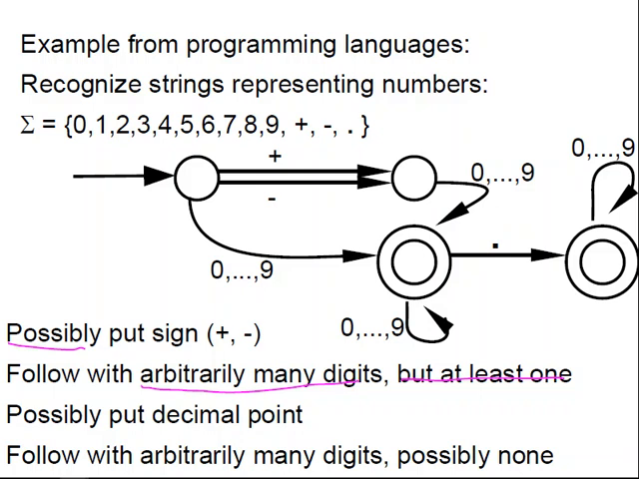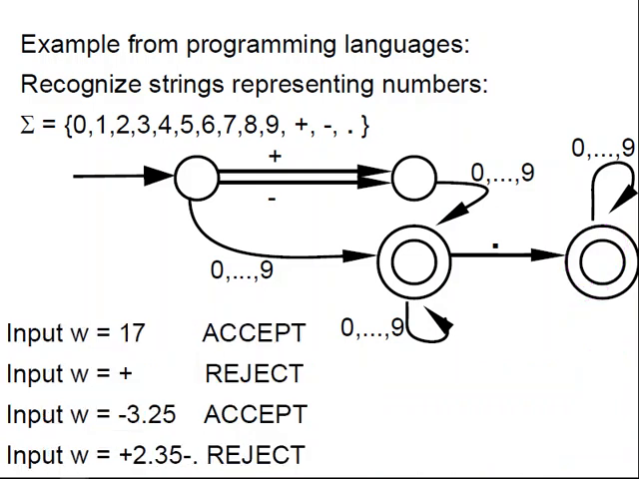In particular, if you are in this state and you read one more dot, you should think again that you go to a sink state. So for example, on the input 17, you accept; on the input plus, you don't accept. You accept minus 3.25. You will not accept plus 2.35 minus dot.